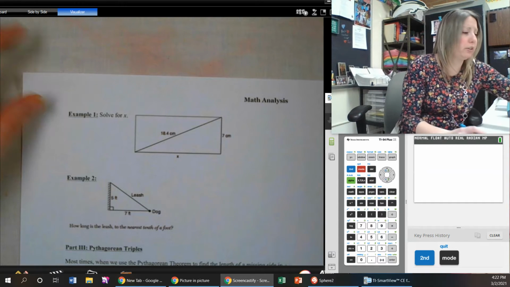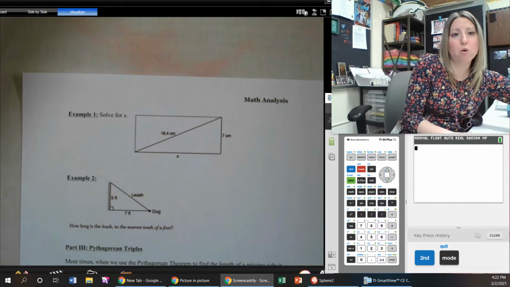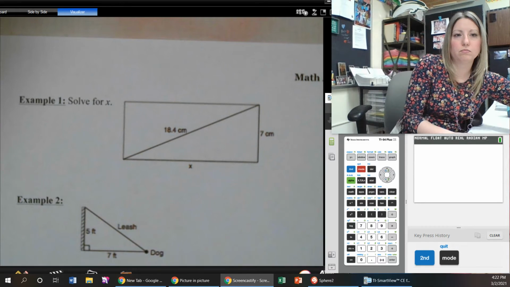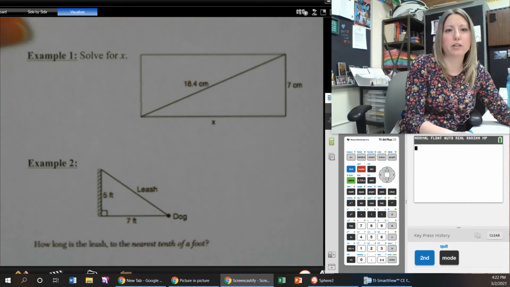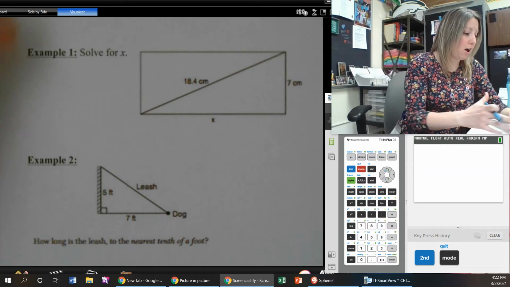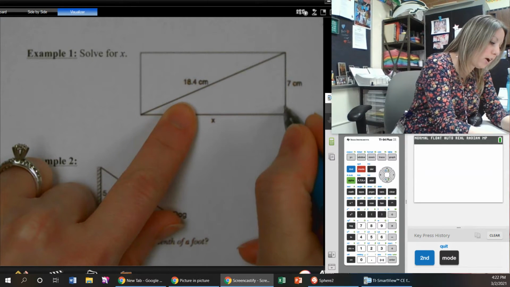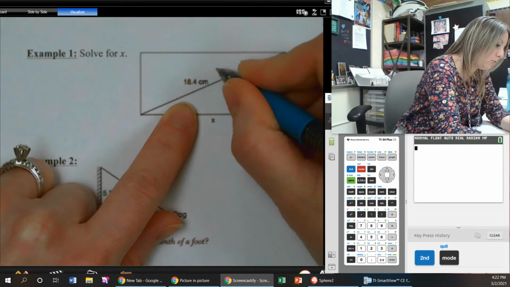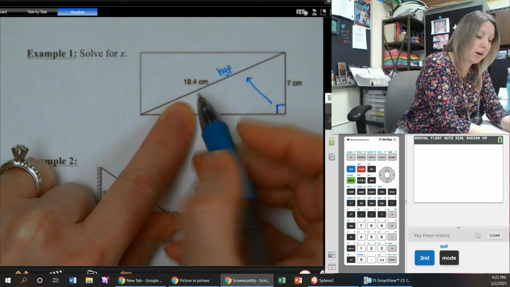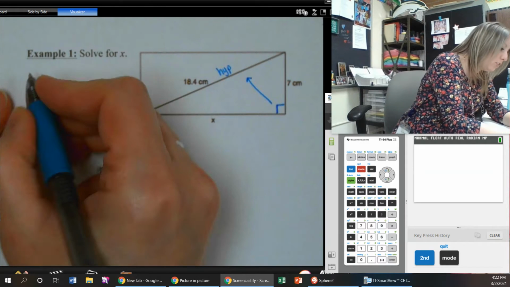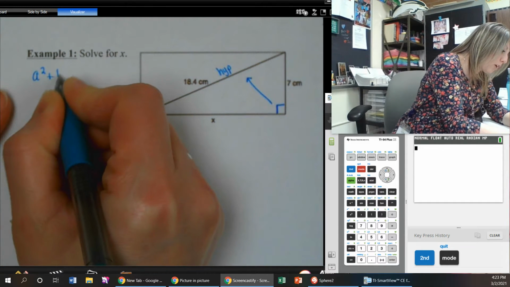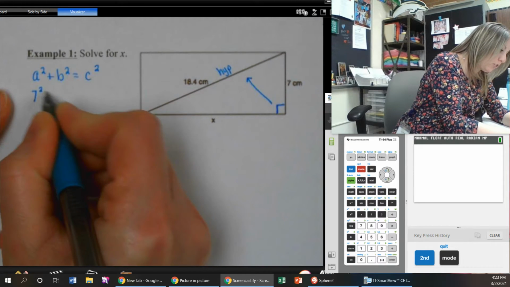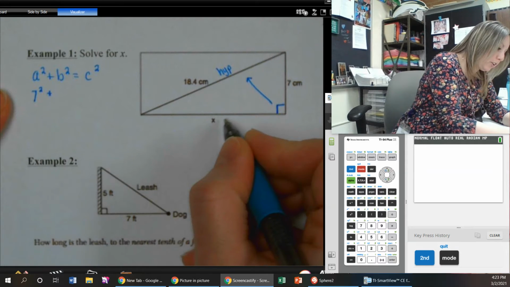Let me head back up to example 1. Now in example 1, x is a leg. Okay, I know that because your right angle is here. So the side across from it is your hypotenuse side. This is your C side, right? So when plugging into a squared plus b squared equals c squared, we know that a or b is 7 squared. And this is going to be my b side.